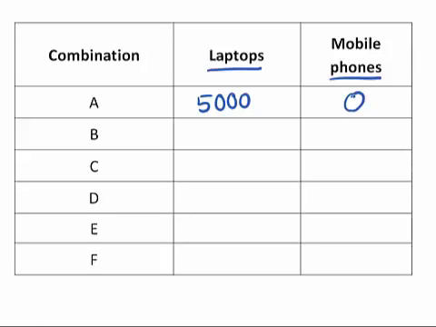Another extreme is maybe they want to use all their resources to produce mobile phones. If they put everything into mobile phones, they can produce a maximum of 30,000 mobile phones. But then they don't have anything left to produce laptops.